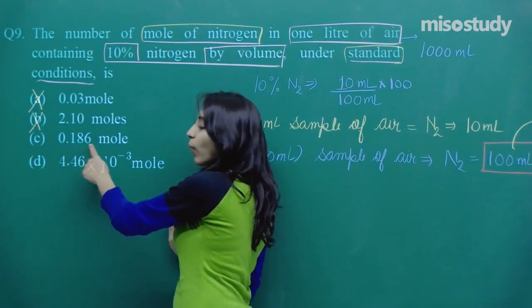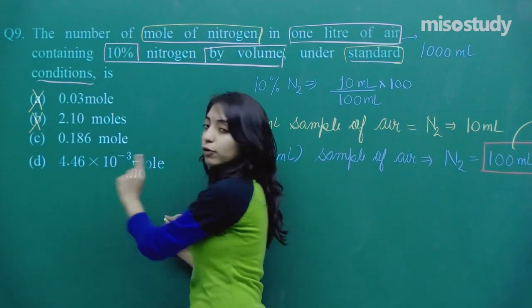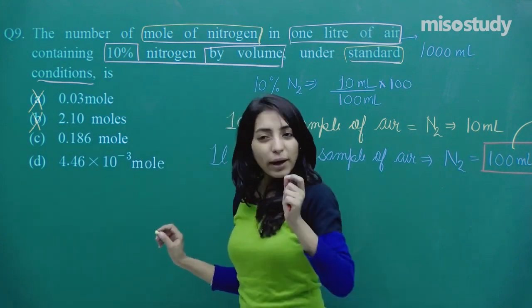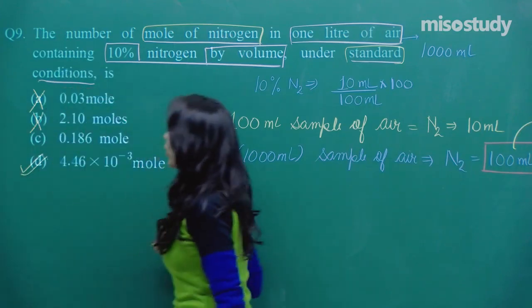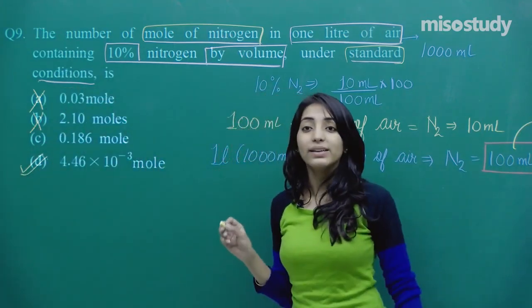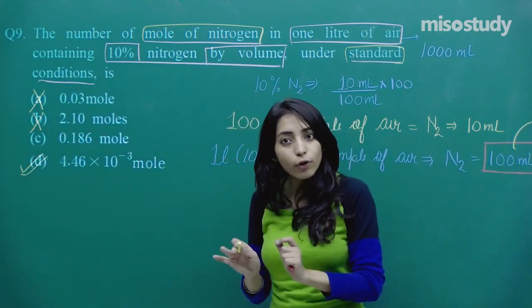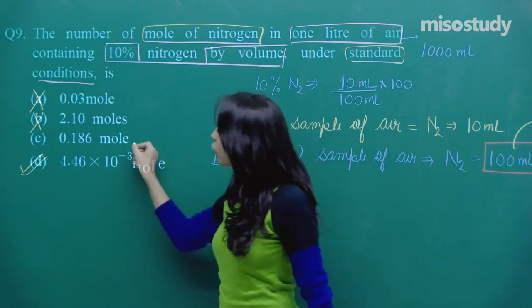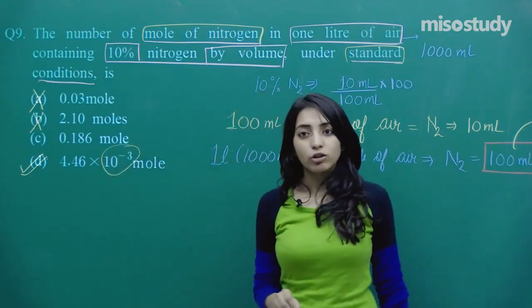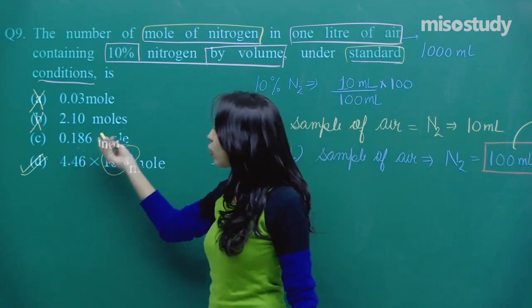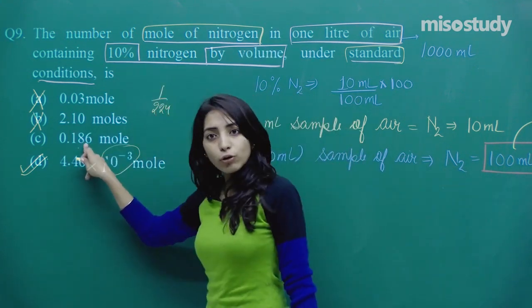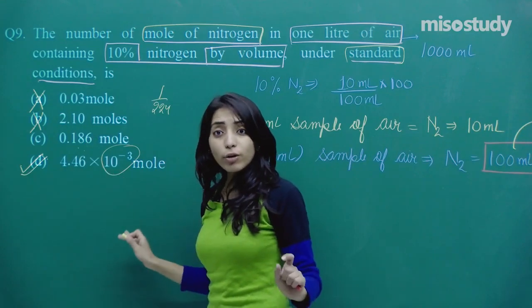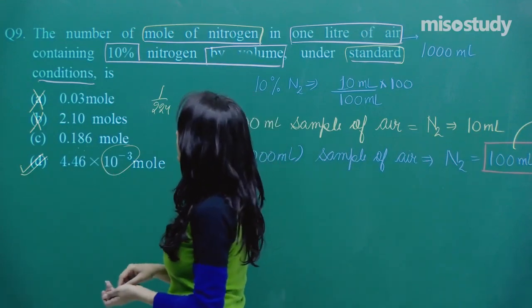Next is 0.186 and the next is 4.46. I am pretty sure my calculations are okay that the answer should be close to 4.46 into 10 raised to the power minus 3, because it is something related to 4, greater than 4 also, and with a good number, 10 raised to the power minus 3. However, no guys, see, 1 by 224 cannot be 0.2, right? Not possible at all. So, D is the correct option.